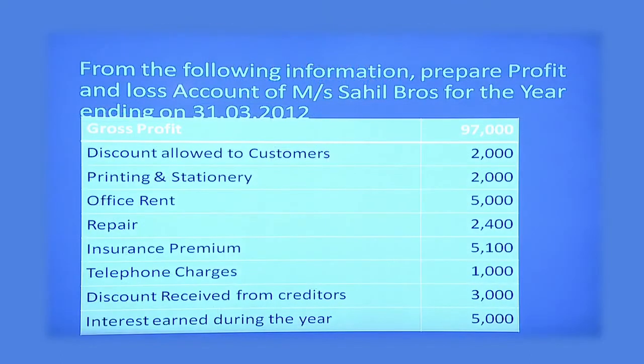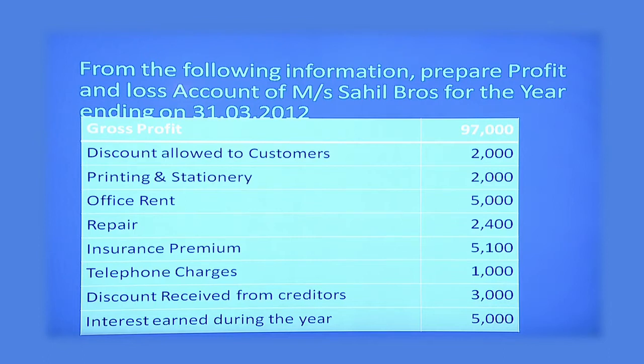Then coming to the preparation of a profit and loss account in the books of Sahil Brothers for the year ending 31st March 2012. In this question, we have included discount allowed, printing and stationery, office rent, repair, insurance premium, telephone charges, discount received and interest earned during the year. So, which are the expenses, which are the income, like that you have to identify. Along with that, I have given gross profit also. In this, we are preparing only the profit and loss account.